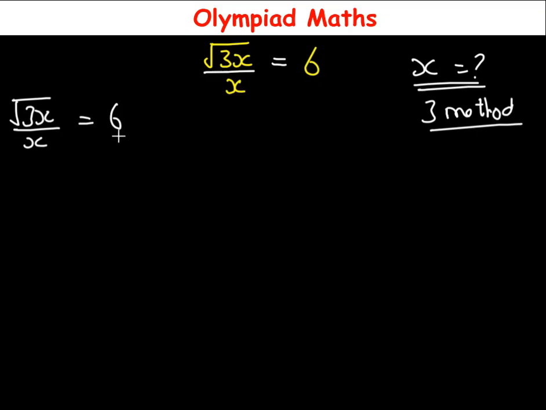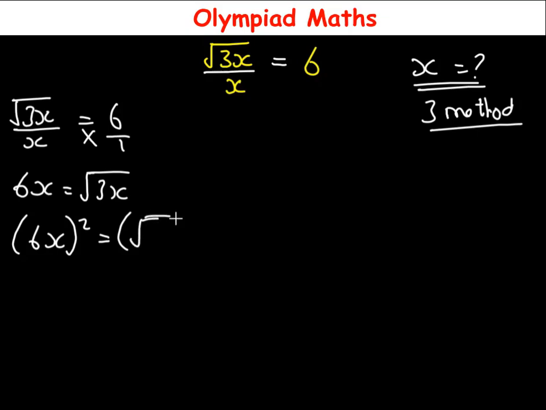Okay, so I'm then going to cross multiply, so over 1. This 1 multiply root 3x and x multiply 6. So x times 6 is 6x, which equals 1 times root 3x is root 3x, right? So with this, I'll then square both sides of the equation. So 6x all squared is equal to, in brackets, root 3x all squared, right?